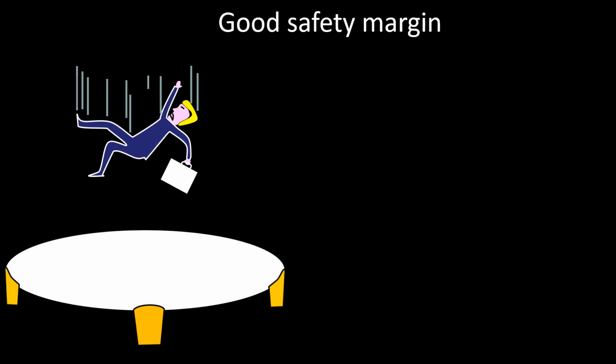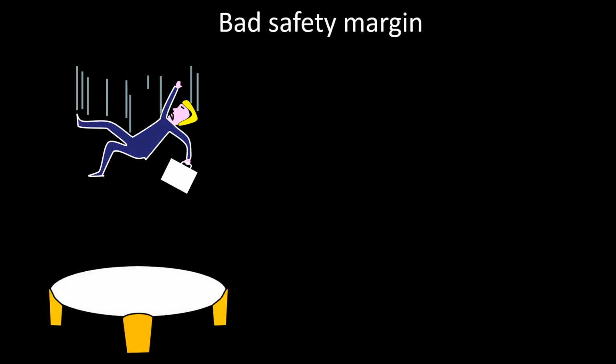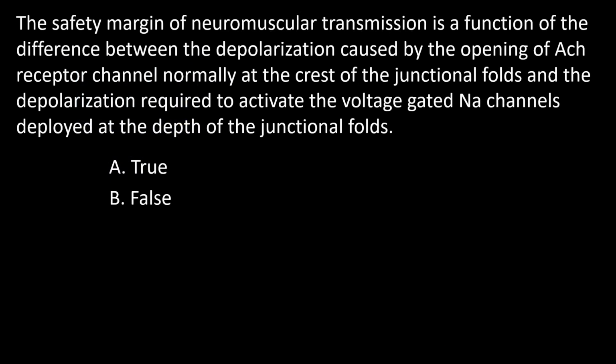A good safety margin is present when the potential generated by the opening of acetylcholine receptor channels drives the membrane potential to minus 40 millivolts, since the membrane potential has been driven 35 millivolts above the 15 millivolts needed to trigger the opening of voltage-gated sodium channels. A bad safety margin is present when the voltage increase barely surpasses threshold, which is the minimum voltage that will trigger the opening of voltage-gated sodium channels. In this example, going from minus 90 to minus 70, the increase in voltage is 20 millivolts, that is only 5 millivolts above threshold. So the answer to this question is A.